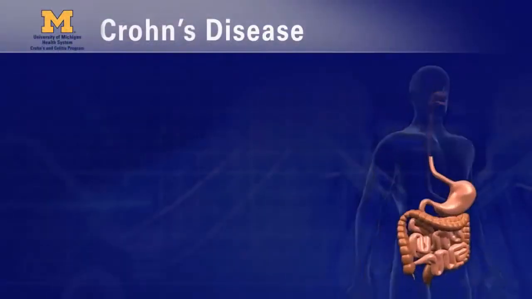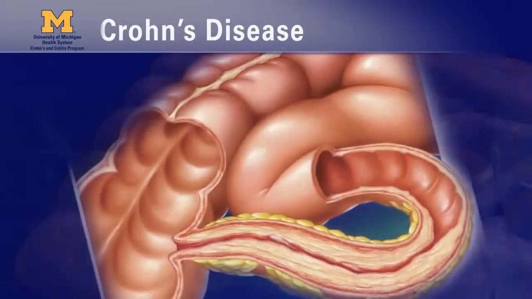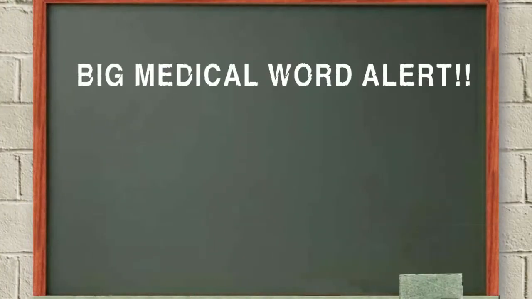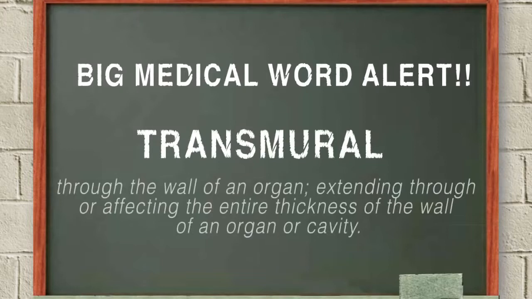Crohn's disease causes inflammation throughout the entire thickness of the wall of the GI tract. This affects all of the layers of the wall. Because it goes across the whole wall, Crohn's is called a transmural disease.